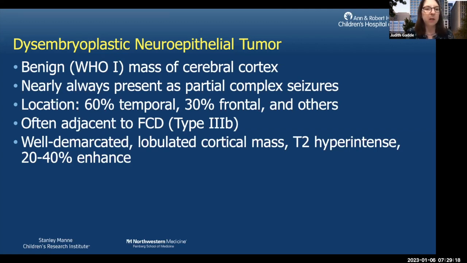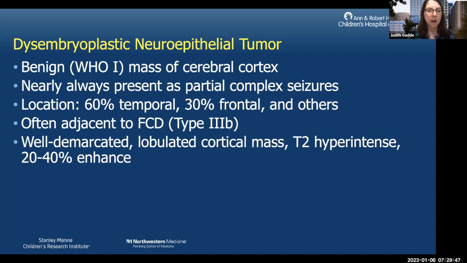But these patients will often present with partial complex seizures. Pretty much all of the pediatric tumors that I'm going to cover in this section are going to be more common in the temporal lobe. So you'll see that on the slides, but they can occur in other lobes. And as we learned at the beginning of the talk, any of these tumors could have associated focal cortical dysplasia with them, which would make it a type 3B.